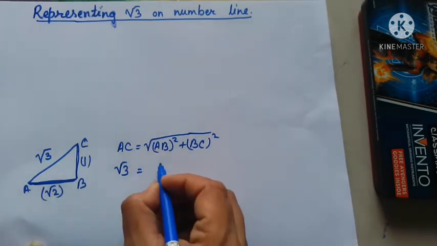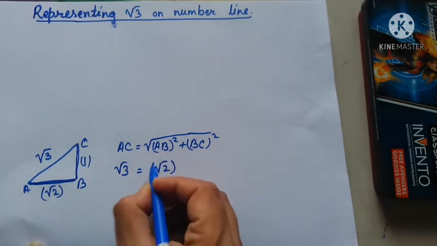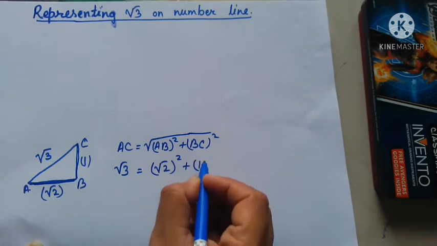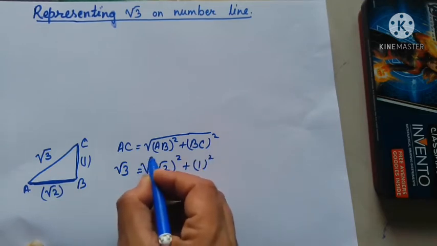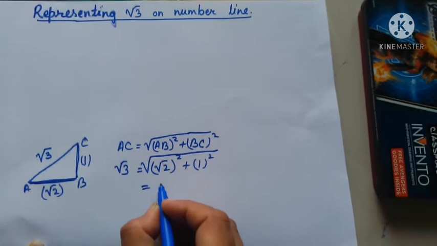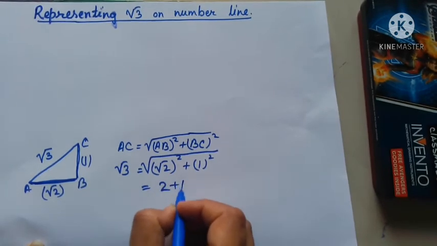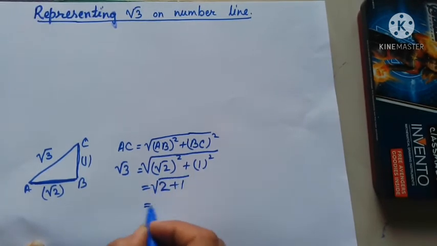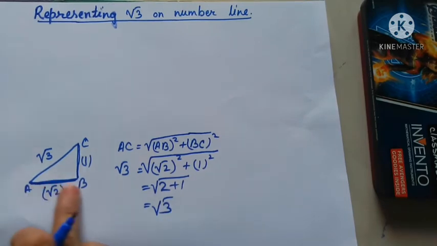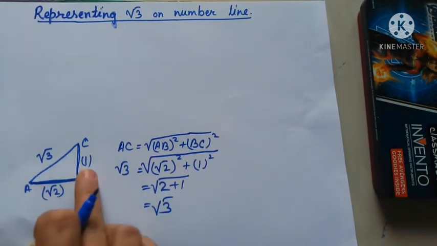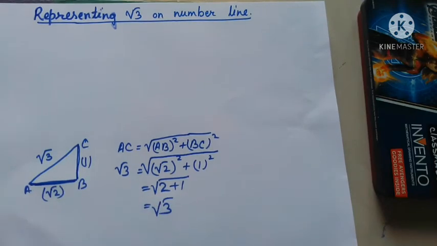So let me take AB as root 2 and BC as 1, because 1 square will be 1. So when you calculate this, you will get 2 plus 1 under root, that is root 3. So yes, you can take AB as root 2 and BC as 1. Now again the same procedure. We will first draw a number line.